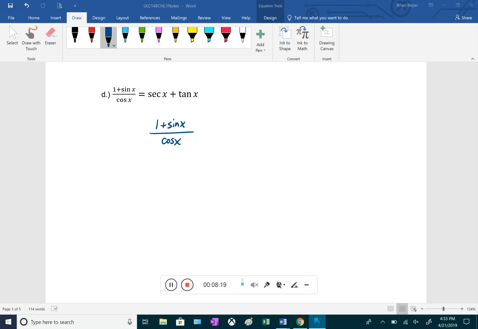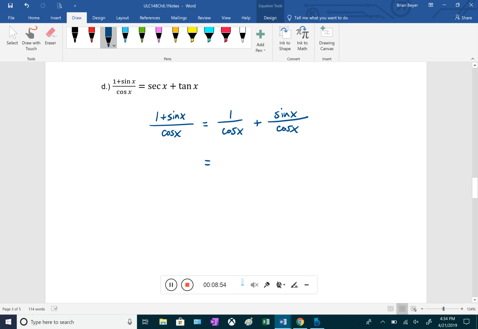This is one big term with division. We want to make it equal to secant x plus tangent x, which is two terms. That means we need to start by chopping this fraction up into two separate terms. We're going to give the denominator of cosine to both terms in the numerator, to the 1 and the sine x. So it's going to be 1 over cosine x plus sine of x over cosine x. That's just splitting up the fraction.